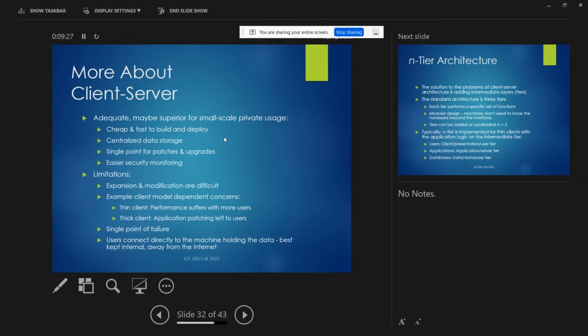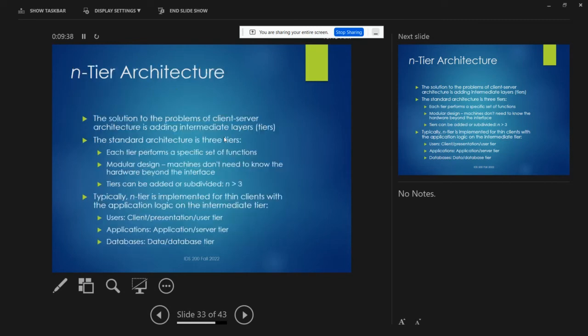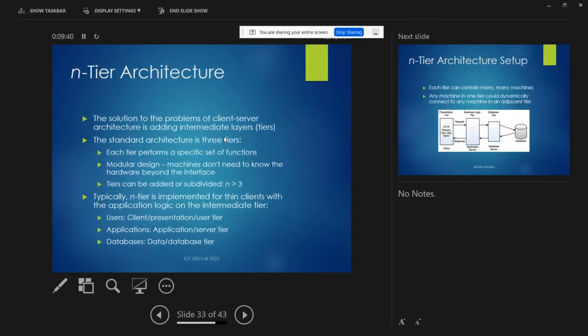Client server was basically saying, yeah, same thing. There's one big machine, but now multiple users can use it. But eventually, the problems with data and the number of applications became so big that you couldn't feasibly keep it on one machine, which led to N-tier architecture. Okay, the solution to those client server problems is adding intermediate layers, or what are called tiers.